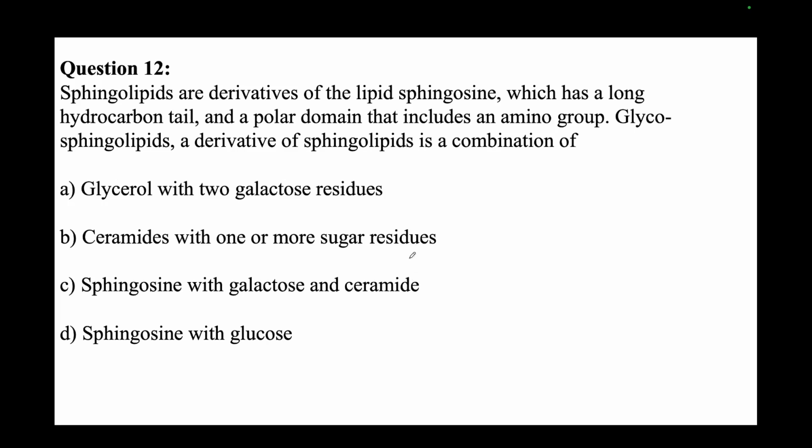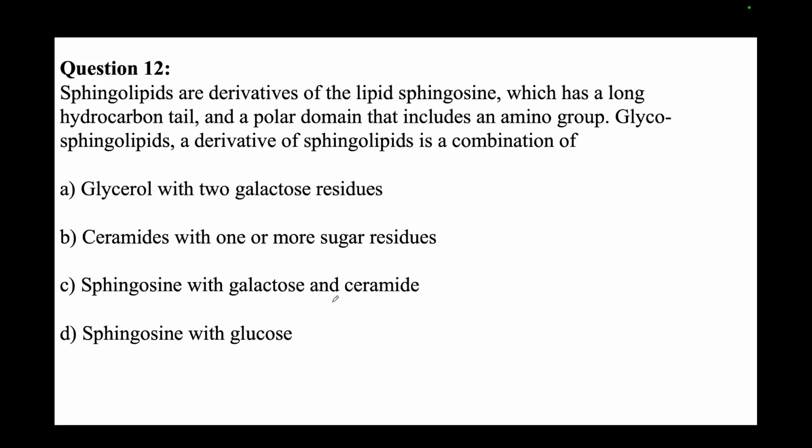So moving to the next question, sphingolipids are derivatives of the lipid sphingosine, which has a long hydrocarbon tail, a polar domain that includes an amino group. Glycosphingolipids, a derivative of sphingolipids, is a combination of option A, glycerol with 2 galactose residues, option B, ceramides with 1 or more sugar residues, option C, sphingosine with galactose and ceramide, and option D, sphingosine with glucose.